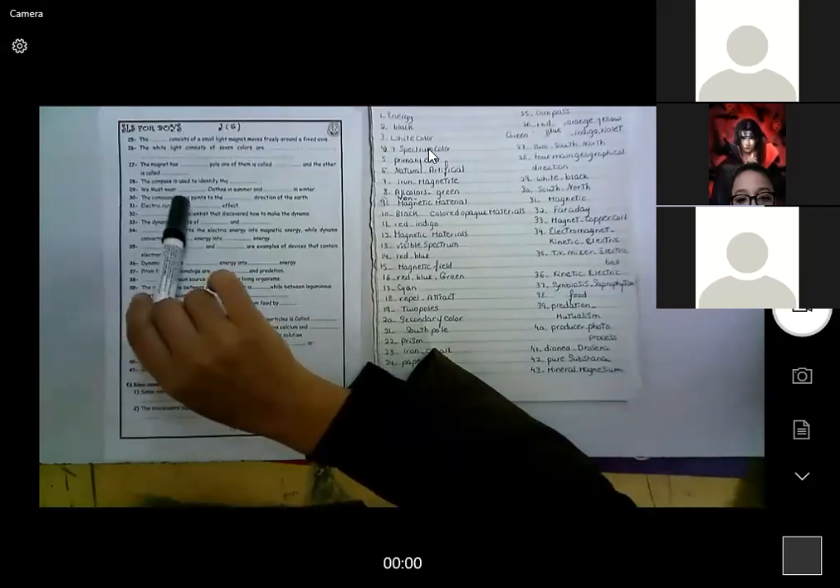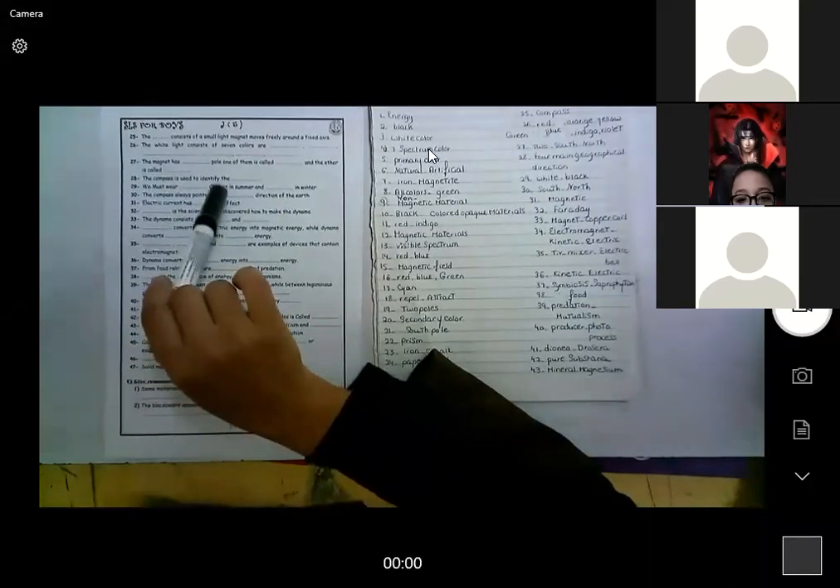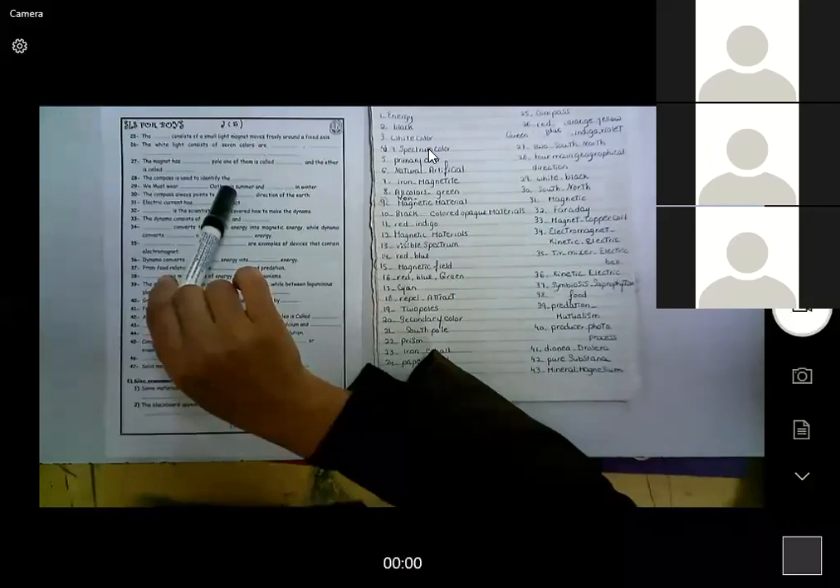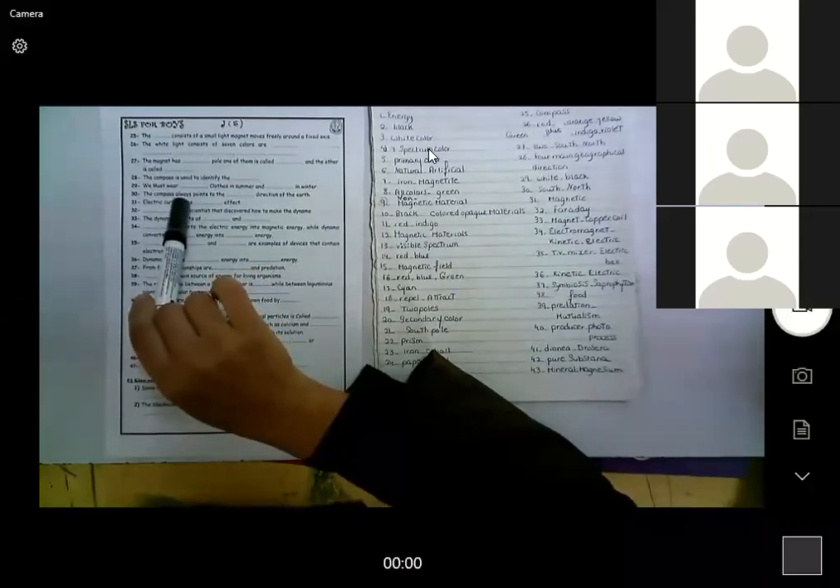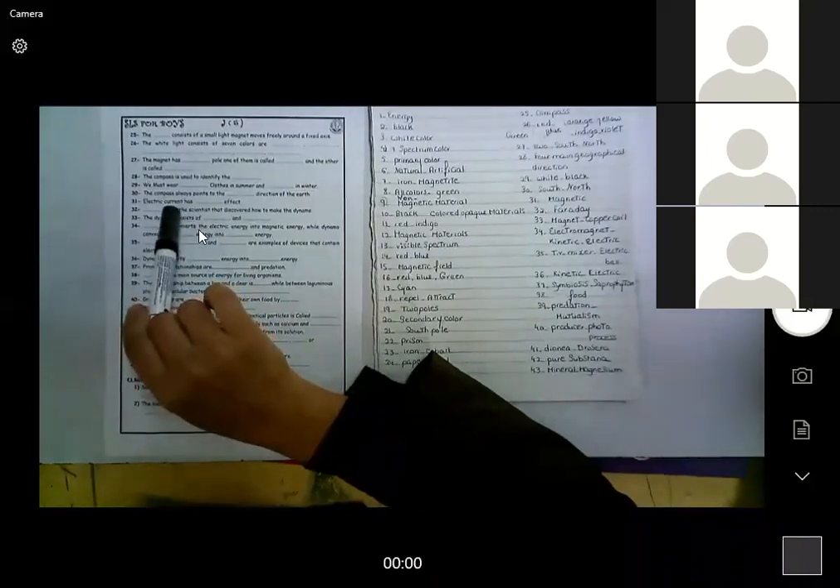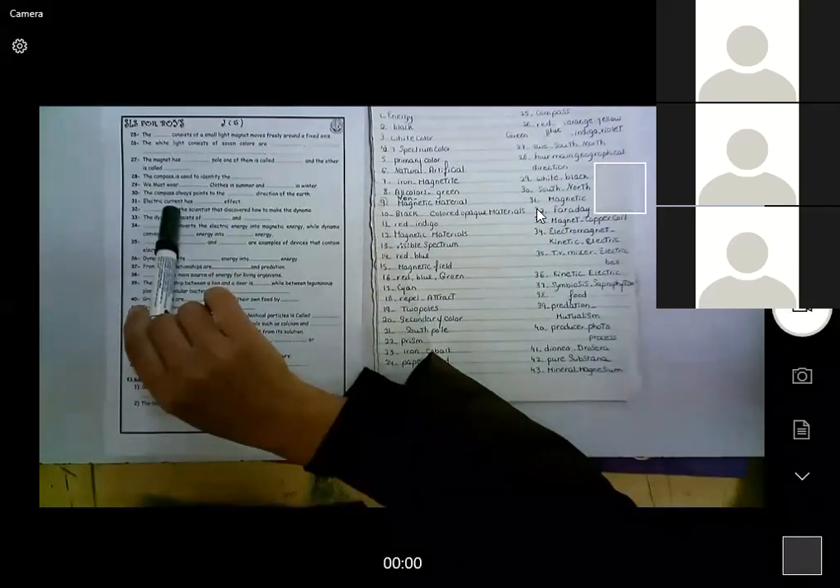The compass is used to identify the 4 main geographical directions. 29. We must wear white clothing in summer and black in winter. The compass always points to the south-north direction of the Earth.